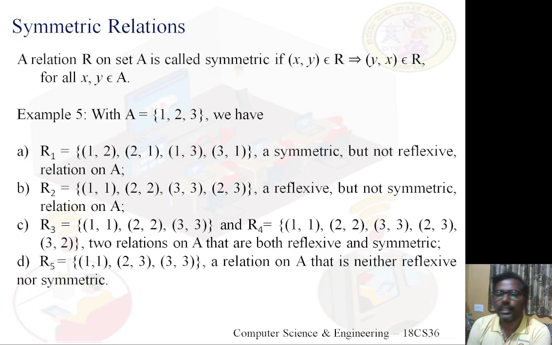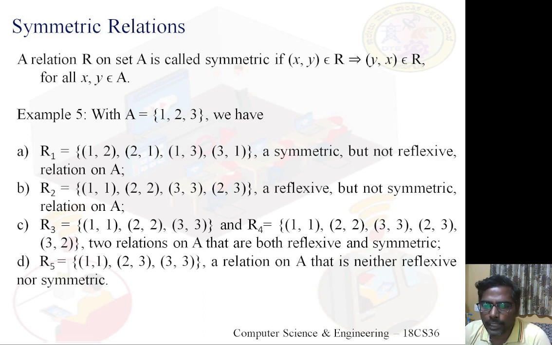Now let us have a look at relation R2. In R2 we have 3 pairs of the form x comma x, that is 1 comma 1, 2 comma 2, 3 comma 3, for all the elements of A. So R2 is reflexive. In R2 we see a pair 2 comma 3, but we are not able to see a pair 3 comma 2. So it is not symmetric. So R2 is reflexive but not symmetric.